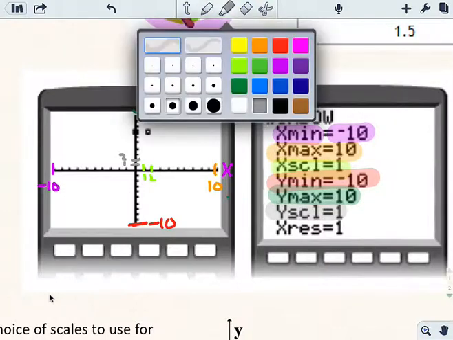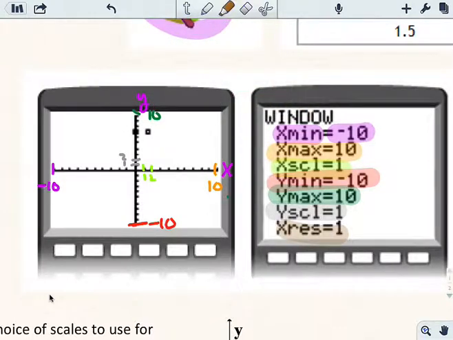Now, the X-res is something you guys can just ignore for right now. It has to do with a resolution setting. If you play with it, you see some of the effects. You don't want to play with it now. Do it after consolidation. But that's what the pieces mean.